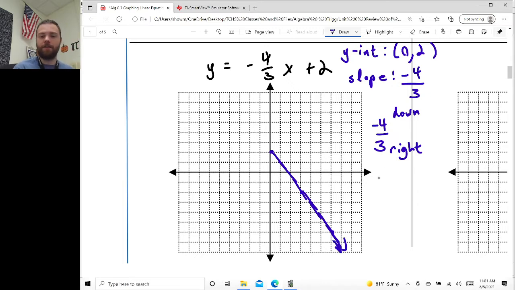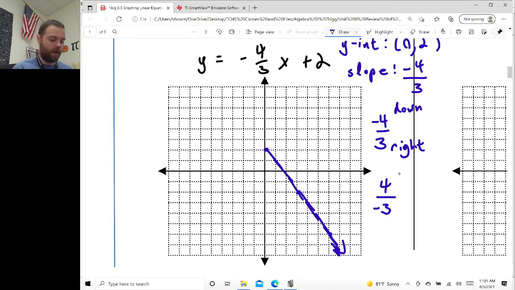And then we have to write it the other way to get the rest of the graph. So that's going to be positive 4 over negative 3. So that means go up 4 and left 3. So 1, 2, 3, 4, 1, 2, 3. And there we go.